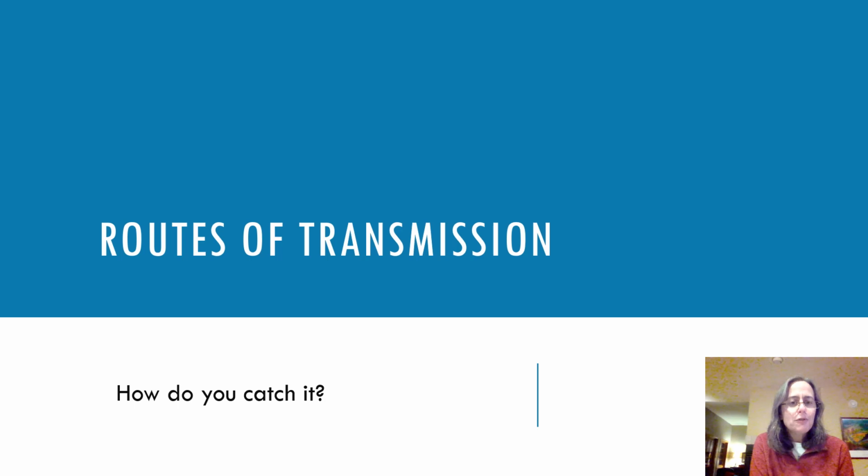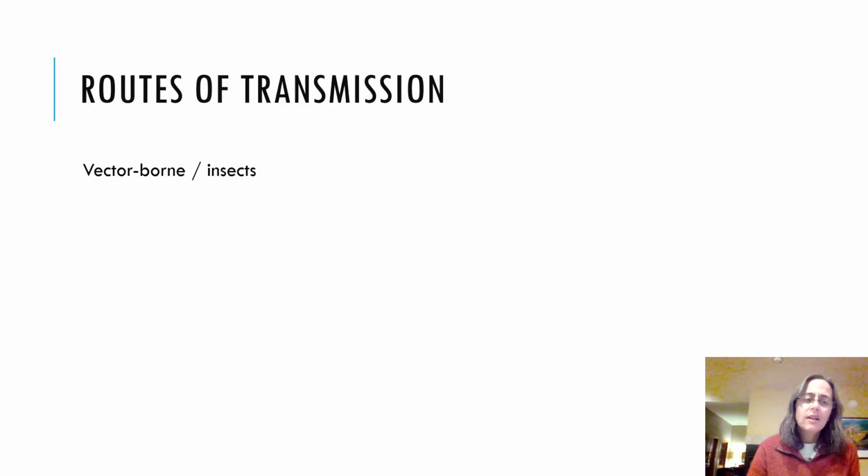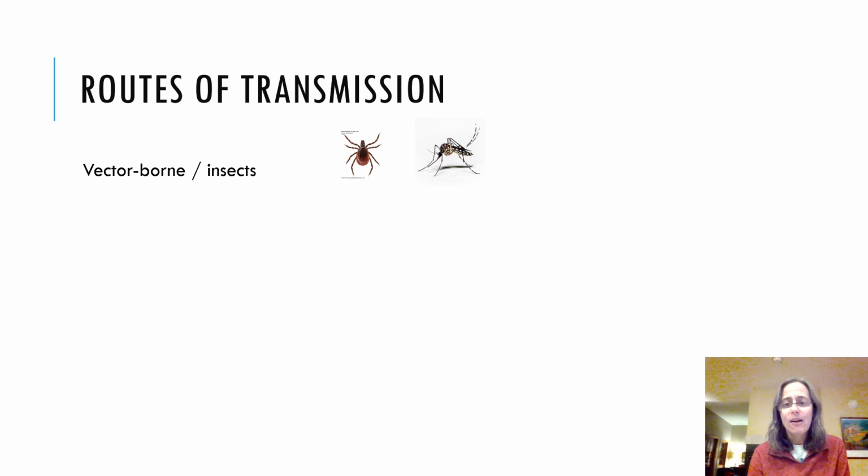So let's talk about routes of transmission, which is basically how do you catch this disease, right? How do you get that germ? So you could get it from a tick, right? We all know you can get Lyme disease from a tick bite. You can get other diseases from ticks as well. It could be from a mosquito like malaria or dengue or West Nile virus, for example. So those are vector-borne illnesses. They are transmitted by insects. In both of these cases, these are insects that suck our blood and inject saliva into us, and so they can carry an infection from one human to another.